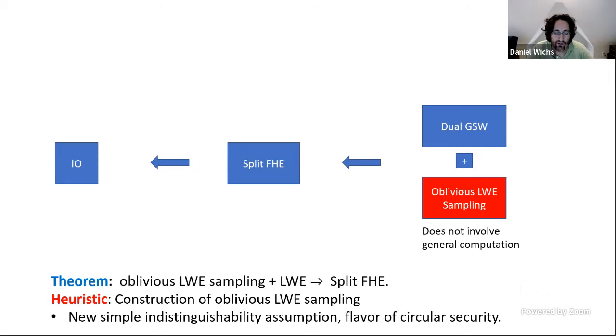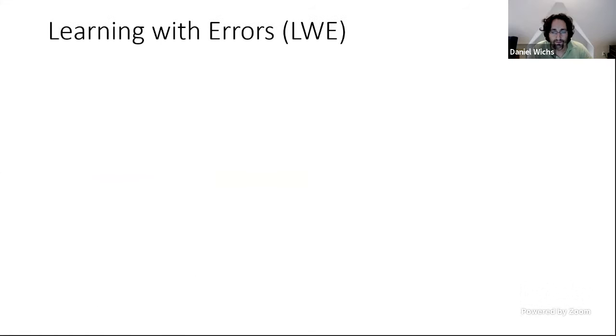Instead, we'll prove security under a new but relatively simple to state indistinguishability type assumption, just that two distributions are indistinguishable from each other. And this assumption has some flavor of circular security that I will show you. So let me get started with the technical aspect of the talk.